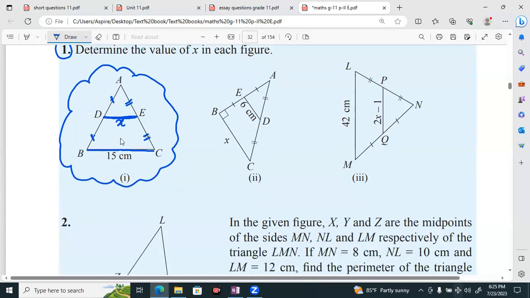Then, by the midpoint theorem, we know that that line segment is equal to half of the third line. That means x equals half of BC. Then BC is equal to 15 centimeters. Then 15 over 2 is 7.5 centimeters. X equals 7.5 centimeters. Did you understand? Please hurry up, write this down quickly. And find the value of x in the second diagram.